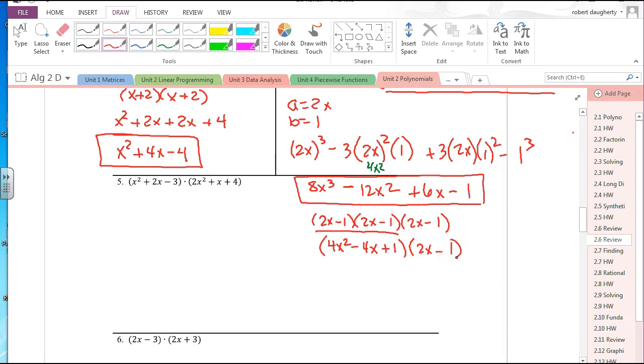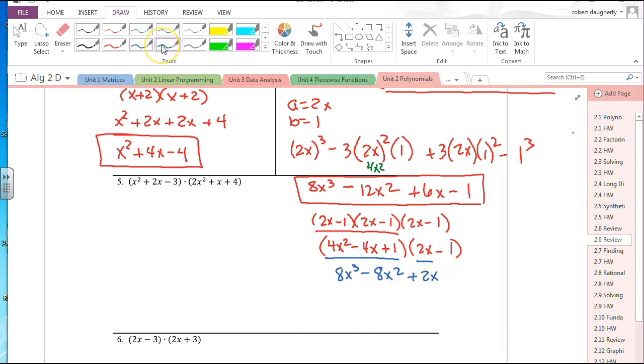And now what has to happen, I can either do a chart or I can just distribute. Everything has to be multiplied. So this 2x needs to multiply everything in that parentheses. So if I did that, I would get 8x cubed minus 8x squared plus 2x.